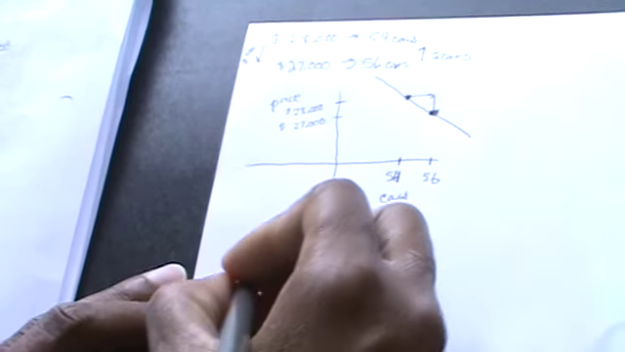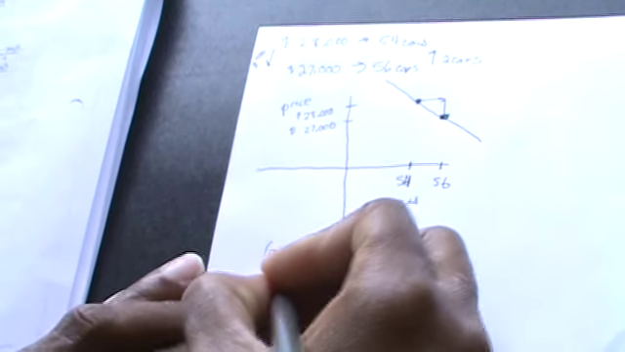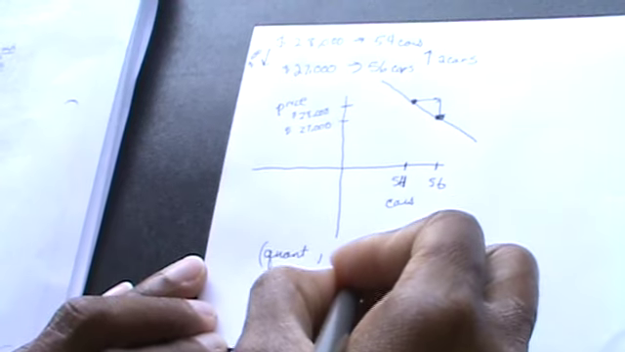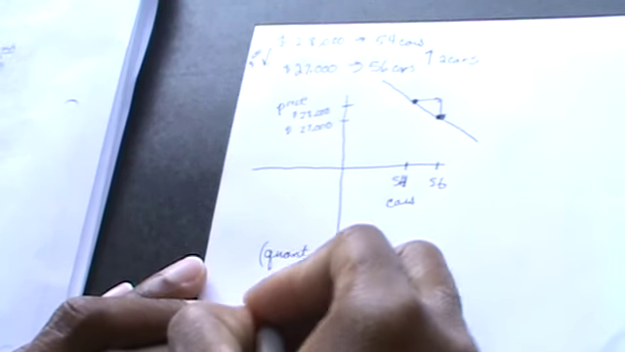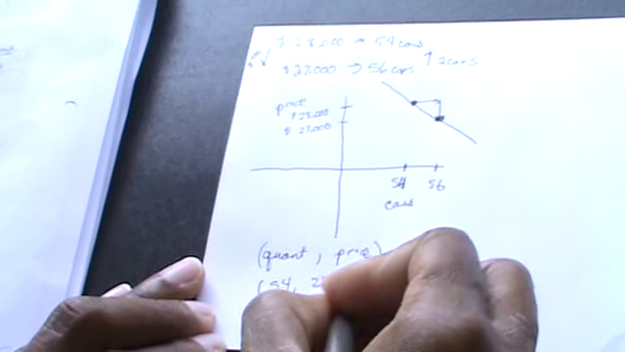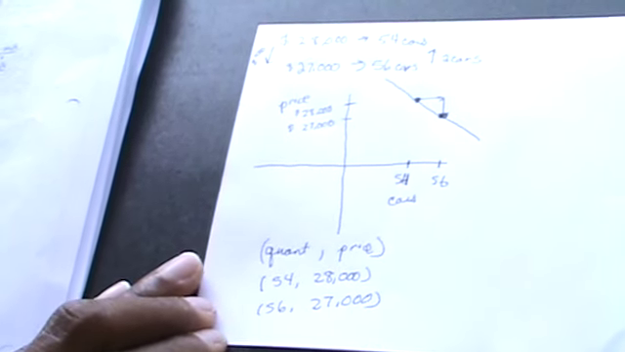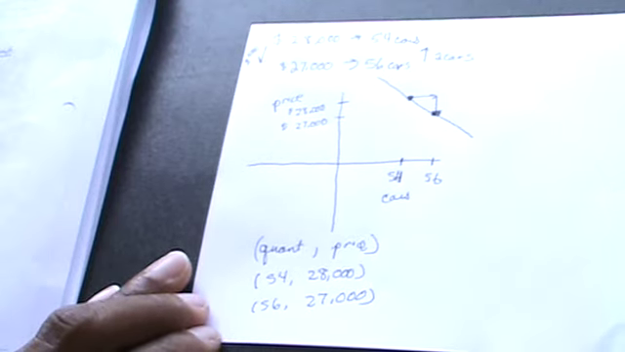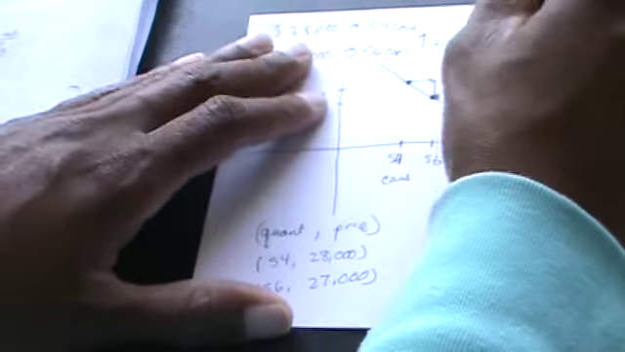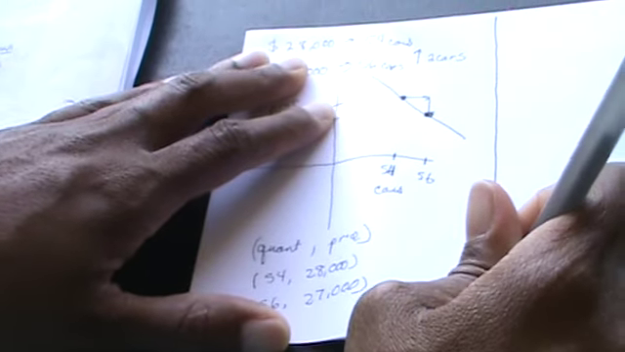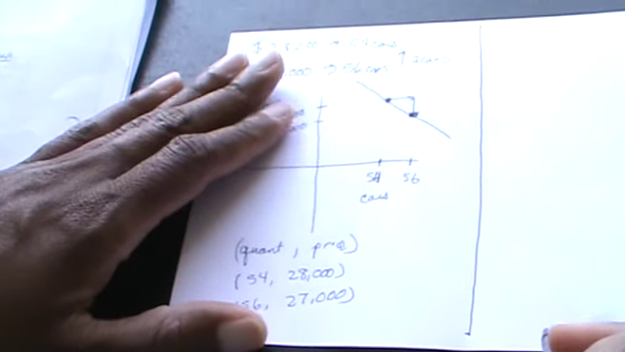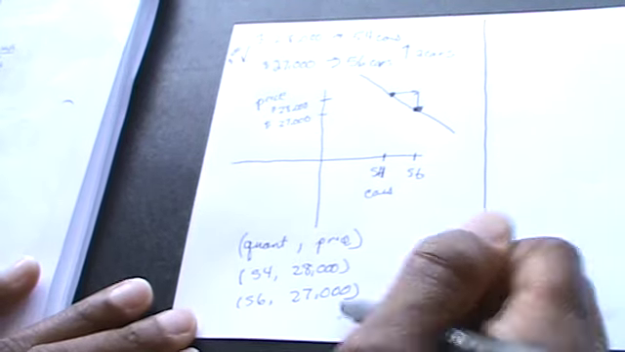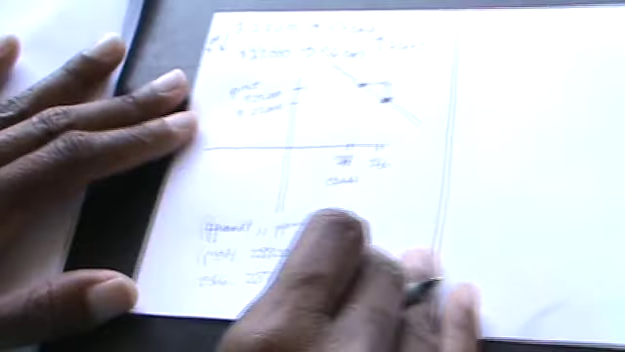All right, so here that means that we have 2 points. We have 54 and 28,000. And we also have 56 and 27,000. Okay, we would like to find this linear relationship between the quantity and the price. Put a line there. Okay, so as I mentioned, in order to find the equation of any line, you need a point, and we have 2, and the slope. All right, so let's get to that.